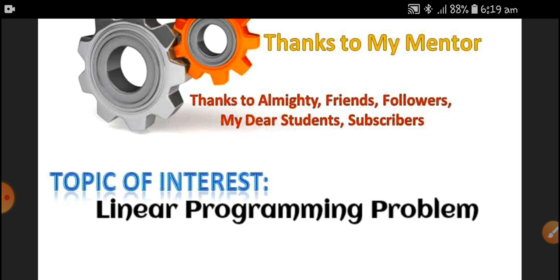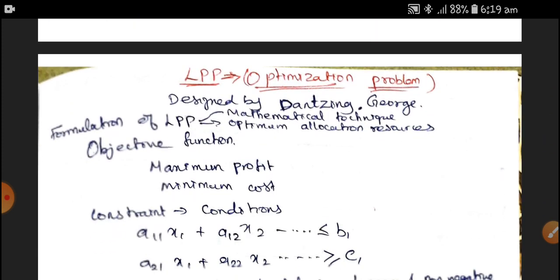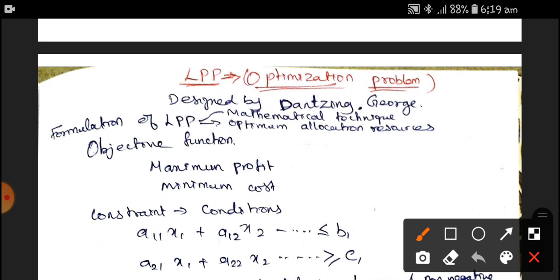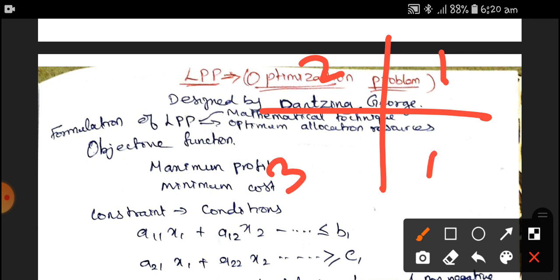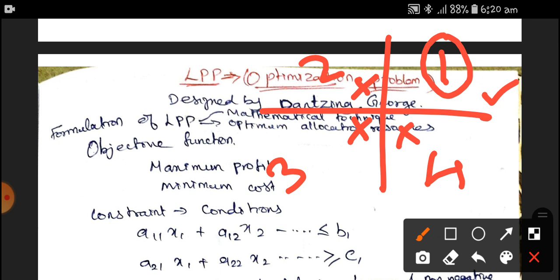Okay, with this information, I would like to give more detail about the content. Here, as I said earlier, it was designed by George Dantzig. The formulation of LPP, first of all, is a mathematical technique. So it is drawn in the first quadrant. We know that we have four quadrants: first, second, third, and fourth. This LPP is always in the first quadrant. It won't go to the second, third, or fourth quadrant. It goes only in the first quadrant.